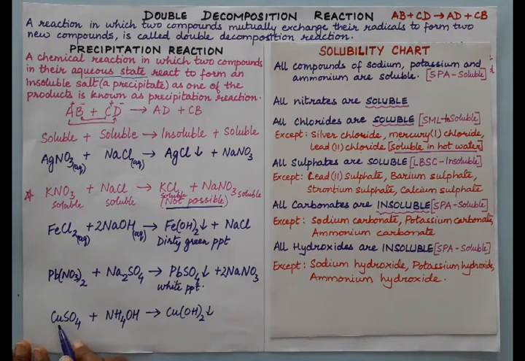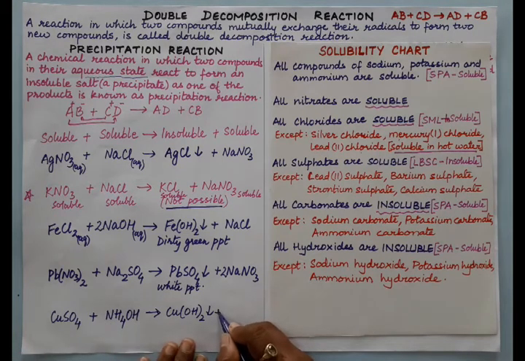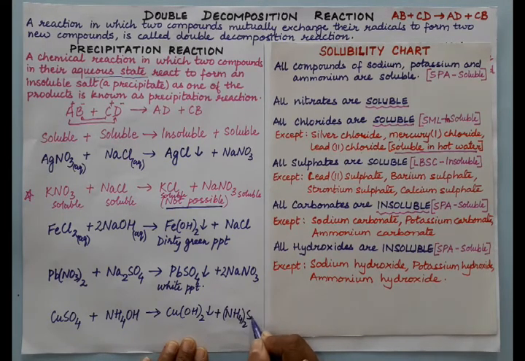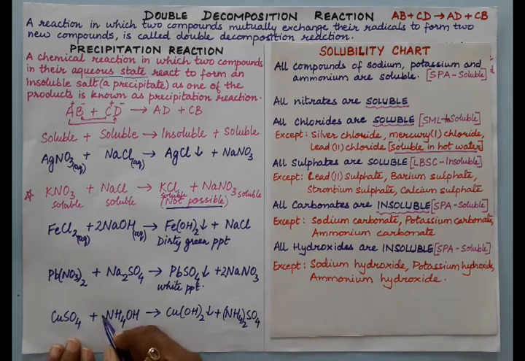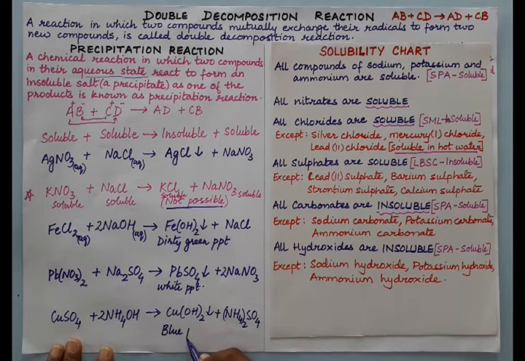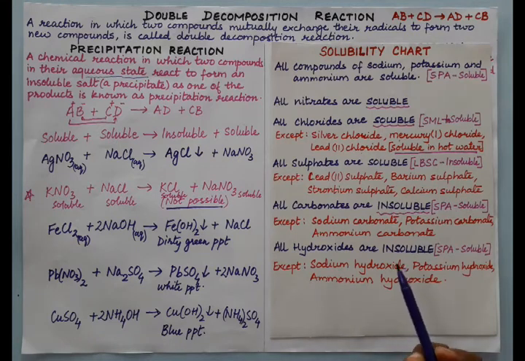Now exchange the radicals. Copper reacts with hydroxide, you get cupric hydroxide. Ammonium reacts with sulfate, so ammonium sulfate. According to valency you have to form the formula and then balance the reaction. So here you are getting blue PPT, a solid blue copper hydroxide. Later we will be studying the application of the solubility chart, which shows that we can prepare insoluble bases or insoluble salts. So this is the solubility chart.